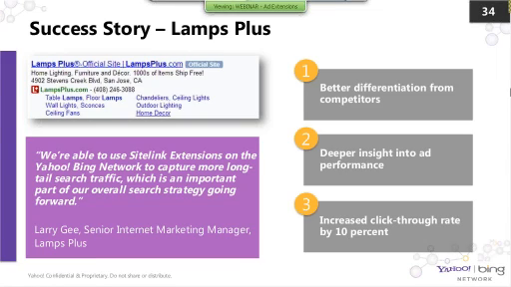And here's an example with Lamps Plus. We were looking at them before as a model of utilizing their local ad extensions, phone extensions, and site link extensions all together. Here's a quote that came from Lamps Plus, Senior Internet Marketing Manager: We're able to use site link extensions on the Yahoo Bing network to capture more long-tail search traffic, which is an important part of our overall search strategy going forward.